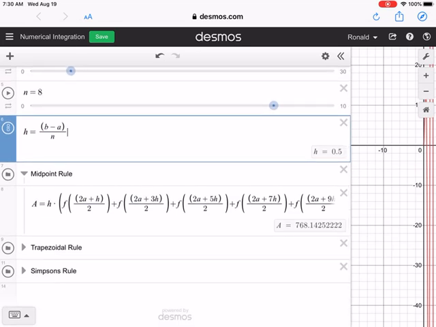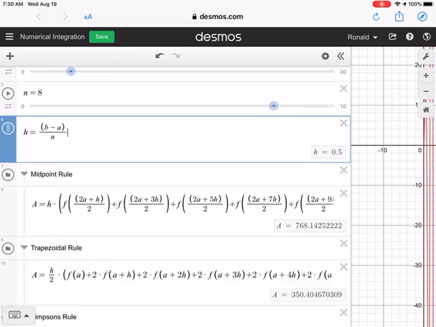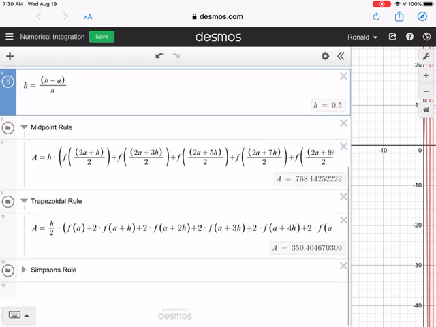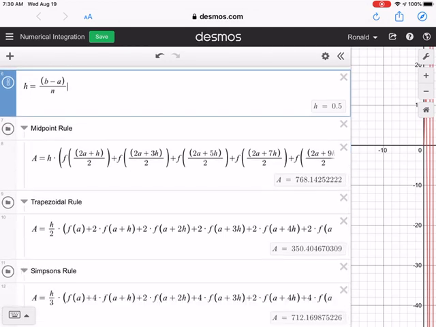Now, here's the midpoint rule. It's calculating the midpoint rule. This is the rule that we developed. And so it's giving me the approximate area of 768.1425. That is the midpoint rule. Now, it's also automatically doing the trapezoidal rule. Under the trapezoidal rule, we have 350.4. And Simpson's rule, there are 3 different rules, and that area is 712.169. So you can see there's a drastic difference between the areas depending on how they're calculated.